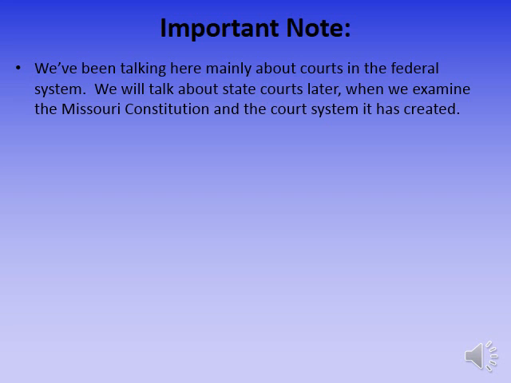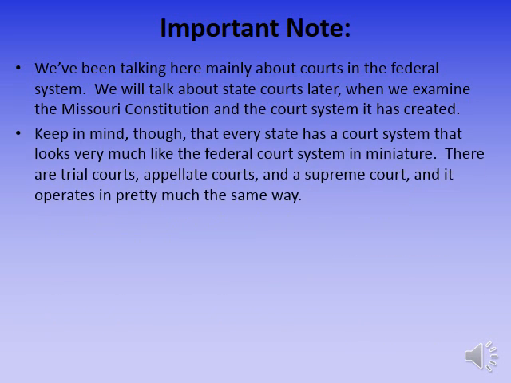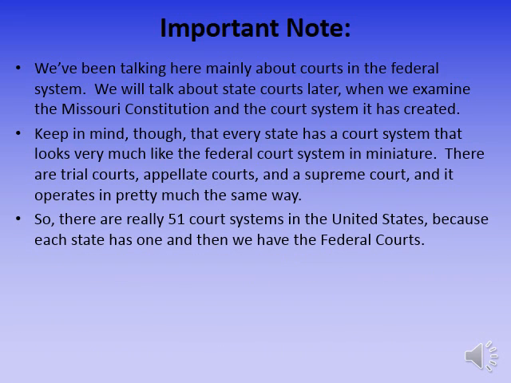But remember, there are two parallel systems of courts in every state, the state courts and the federal courts. So with that in mind, you just need to remember every state has a court system that looks like the federal court system in miniature, just within that state. There are trial courts, courts of appeals, and a Supreme Court, and it operates pretty much the same way, just deals with different sorts of cases usually. So really throughout the United States, there are 51 court systems because each state has one, and then we have the federal courts. I guess there may be more than that if you count Guam and Puerto Rico or something, but each state has its own court system, and the federal system exists as well.